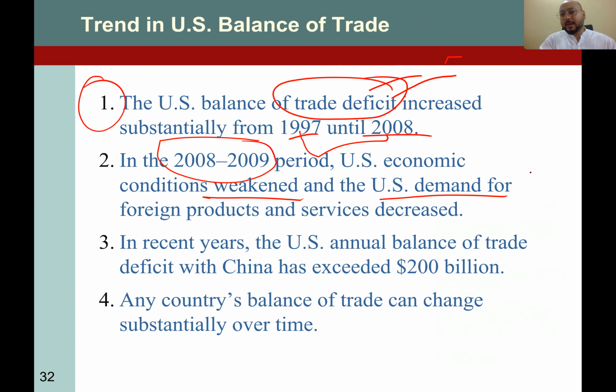So in recent years, annual balance of trade deficit with China exceeded 200 billion, and now it is more than 400 billion, because we're talking about this in 2010, but now this is 2021. Look at that, the challenges. So any country's balance of trade can change substantially over time, of course.